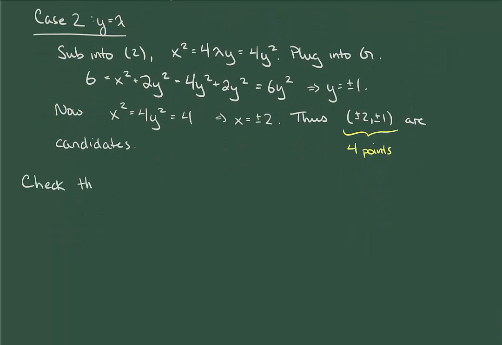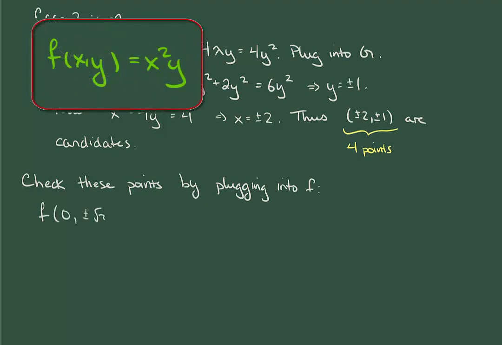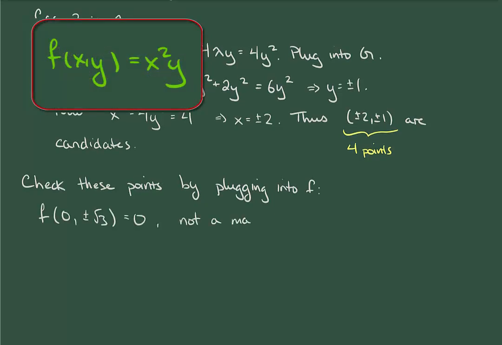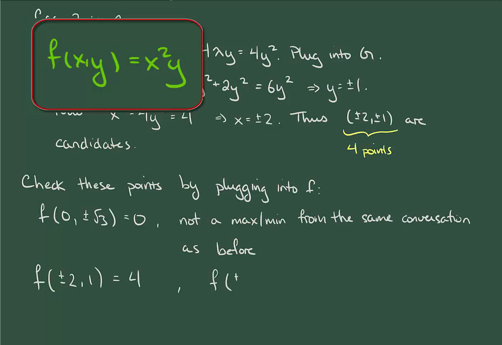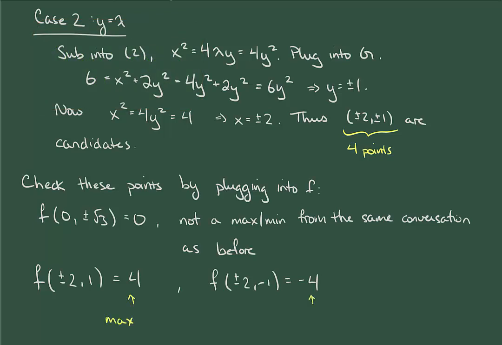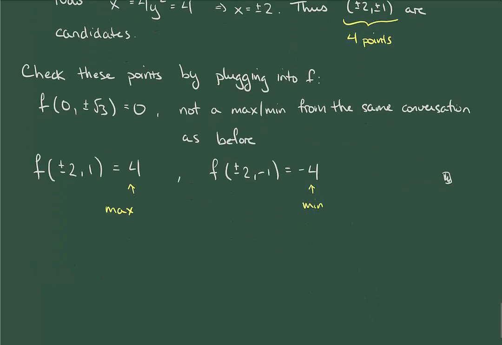So we're going to check whether they're maxes or mins by plugging them back into f. Remember that the function f is x squared y. So when I plug in 0, plus or minus root 3, I get 0. That's not a max or a min by exactly the same reasoning as for the interior point. Now, on the other hand, the sign of x doesn't matter. So when I plug in plus or minus 2, plus or minus 1, the sign of y is the only thing that's going to make a difference. So for the positive y, I get 4. When I do the negative y, I get negative 4. And so this is a max, this is a min, and I'm done.